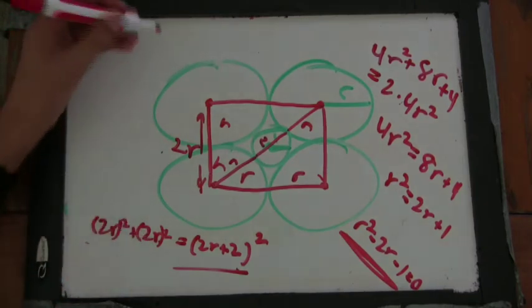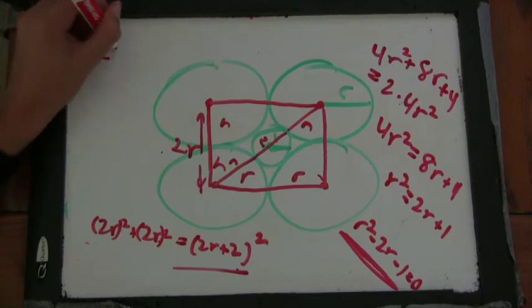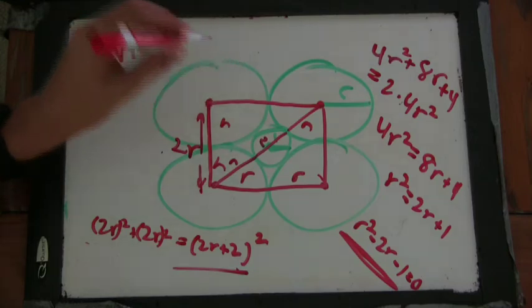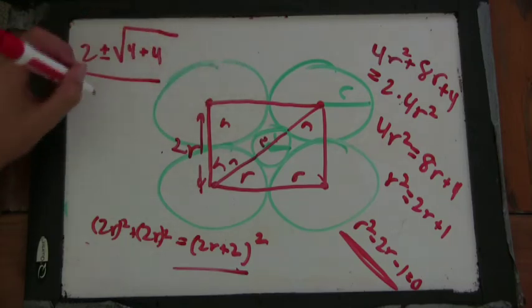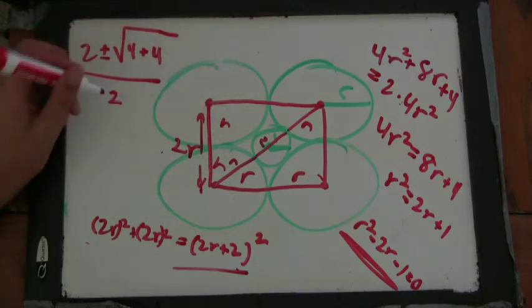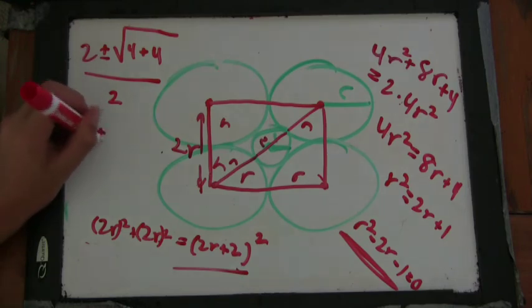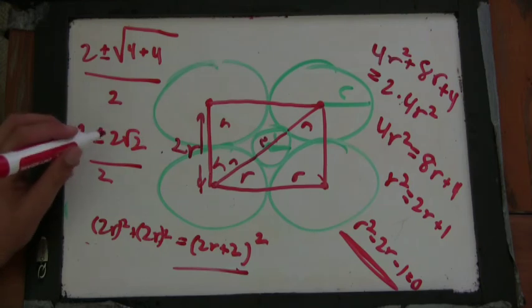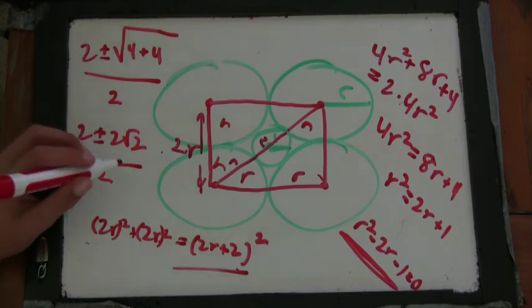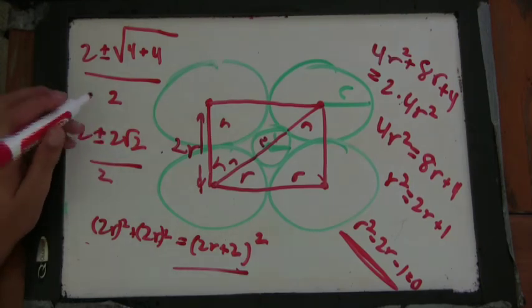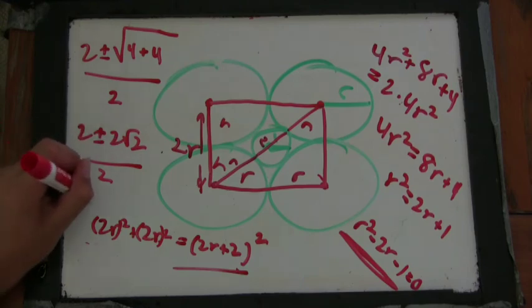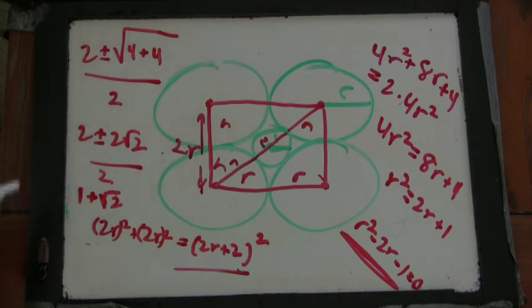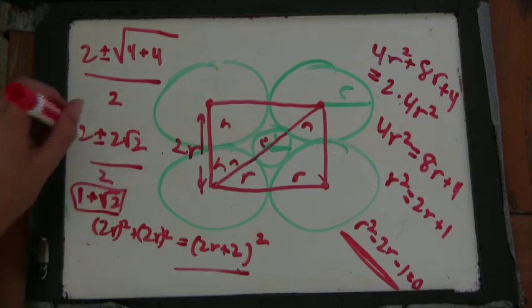Okay. So 2 plus or minus the square root of 4 plus 4, over 2. So 2 plus or minus 2 root 2, square root of 8 over 2. And this is a distance, so we're gonna want the positive one. This is gonna be 1 plus root 2, because 1 minus root 2 would be negative. Okay. And we just divided the 2 out.